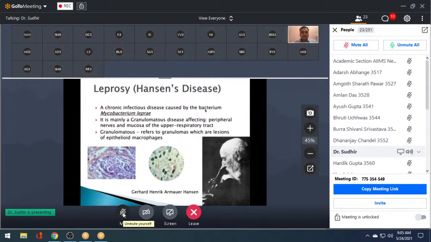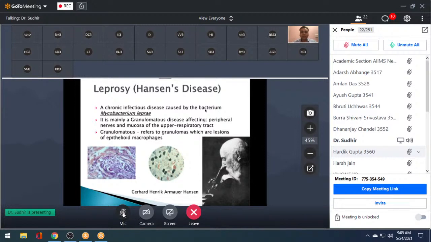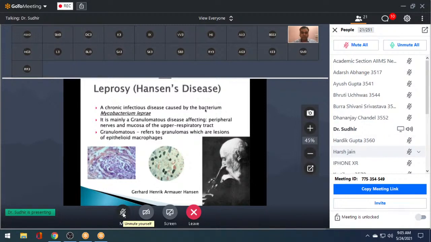Similarly, leprosy is a disease now confined towards lower income or developing countries like India. It is mainly a granulomatous disease affecting peripheral nerves and the mucosa of the upper respiratory tract. Granuloma refers to lesions of epithelial macrophages. Macrophages invade these lesions, engulf the surrounding tissues and make them necrotic. Gerhard Henrik Armauer Hansen first discovered this Mycobacterium leprae organism, that's why it is called Hansen's disease.